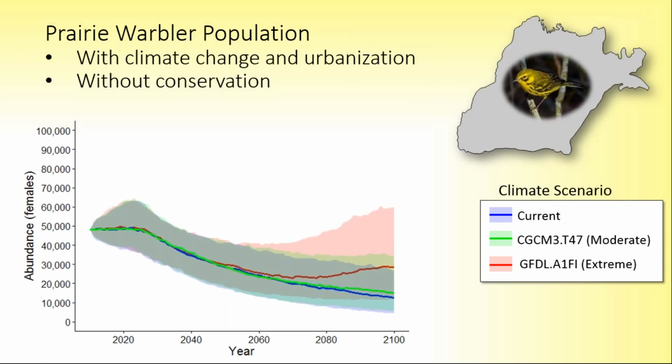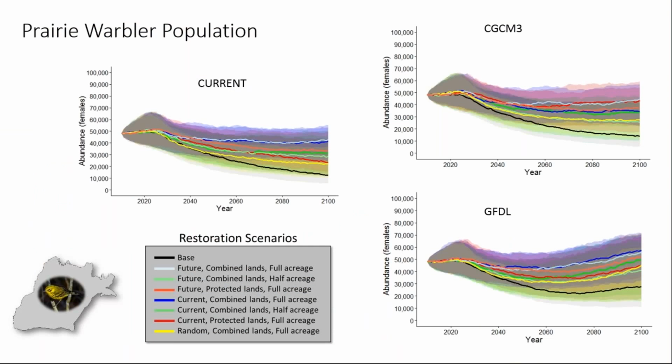And this just illustrates what we saw in the habitat models, or the carrying capacity graphs, that under extreme climate change towards the end of the century, we see the changes in the forest actually start to restore habitat to the point that the prairie warbler population starts to reverse its decline. So it's kind of an interesting result in its own right. But what happens when we actually simulate conservation scenarios?